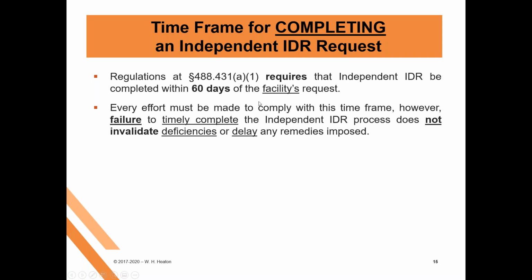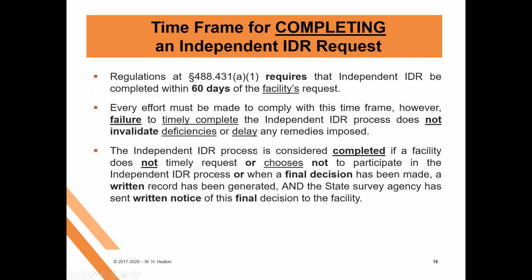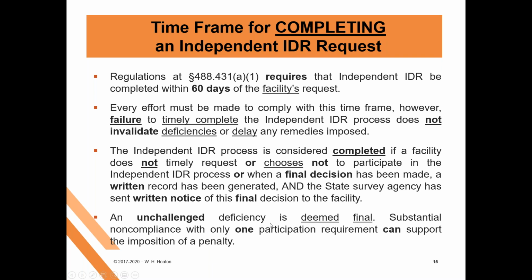So if CMS doesn't finish this within 60 days and get that information back to you, the penalties and the deficiencies are imposed. The independent IDR process is considered completed if a facility does not timely request or chooses not to participate. So if on day 11, the independent IDR process is considered completed, or when a final decision has been made, a written record has been generated, and the state survey agency has sent written notice of the final decision to the facility. An unchallenged deficiency is deemed final. Remember that. If you don't challenge it, it's final.